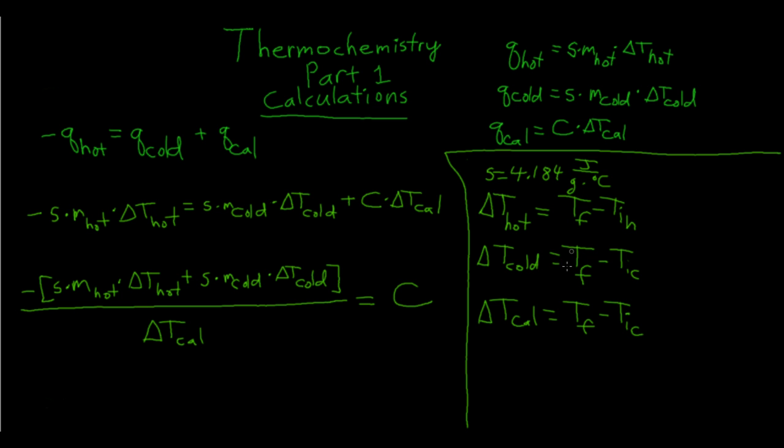Notice the final temperature appears in all three of these delta T's, and it is exactly the same number. Delta T of the cold water is equal to the final temperature minus the initial temperature of the cold. You get the final temperature from the graph, the initial temperature you measured in the lab. Delta T of the calorimeter is the final temperature from the graph minus the initial temperature of the cold water, because the cold water was in the calorimeter, so we're assuming that they started out at the same temperature.